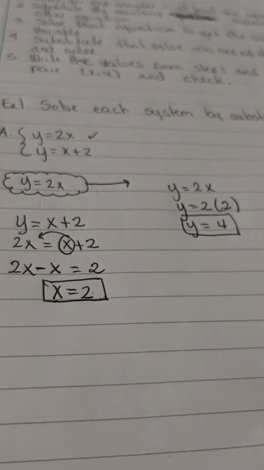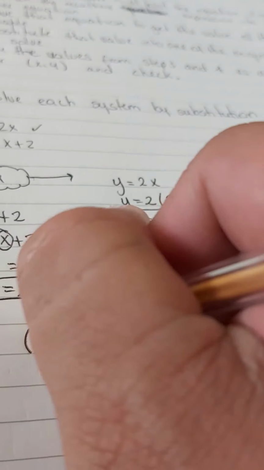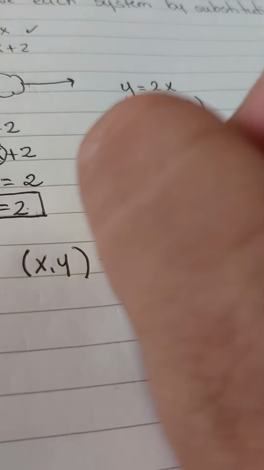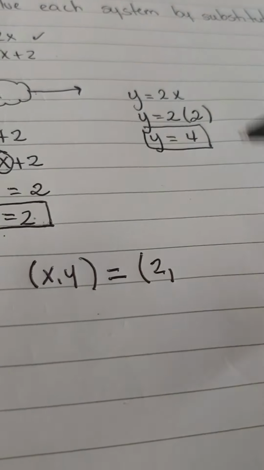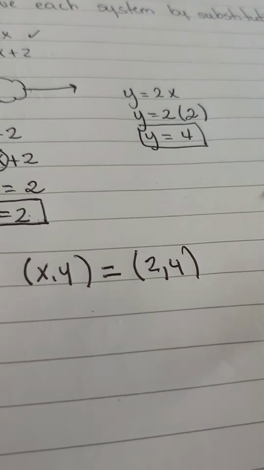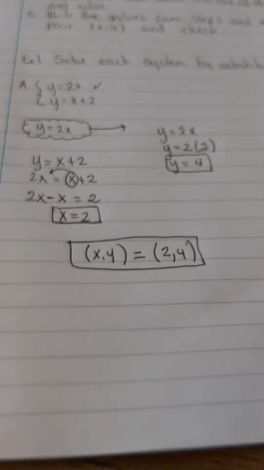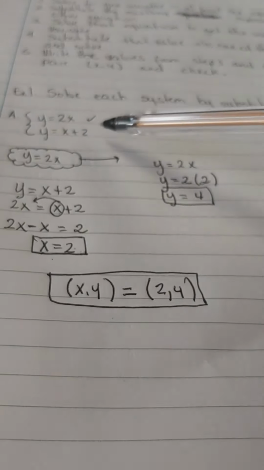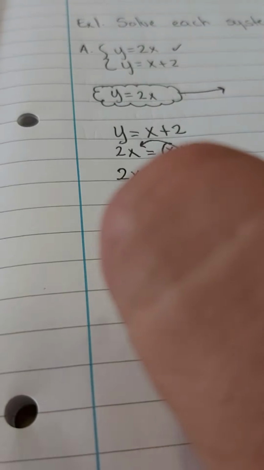Now, we found the solution for both variables, x and y. So we're going to write our solution as an ordered pair, x, y. So that means x equals 2, y equals 4. Okay, this is our solution. Now, remember that this ordered pair has to be true for both equations. So now let's do the check.